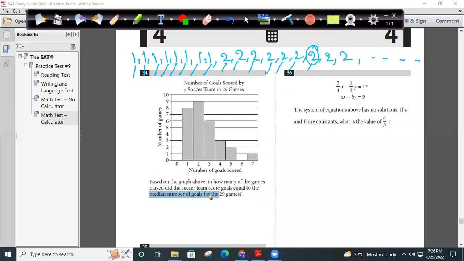So the median number of goals scored is 2. For that, how many games have been played is asking for the y value. So definitely 9 should be the answer. Who gave 9? You are correct here. Sorry, I did not read the entire question. I just read this one.